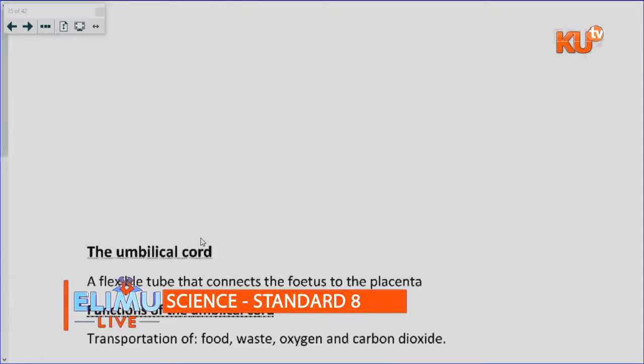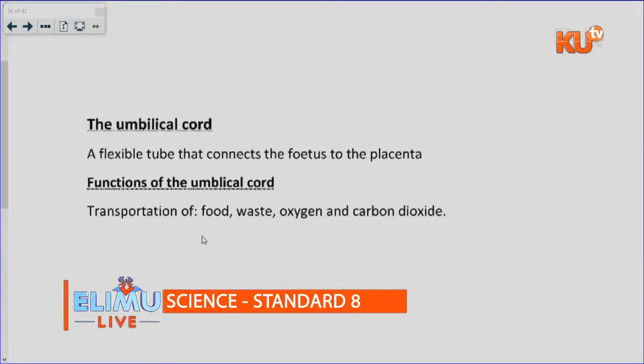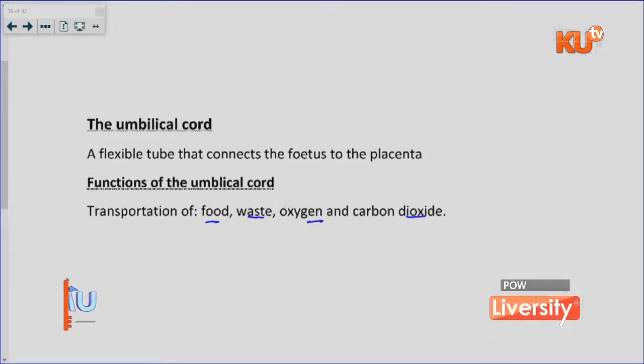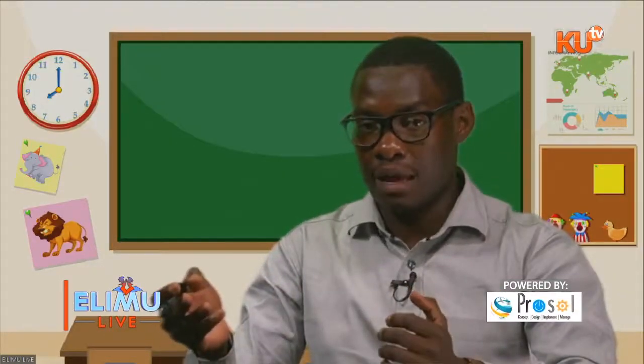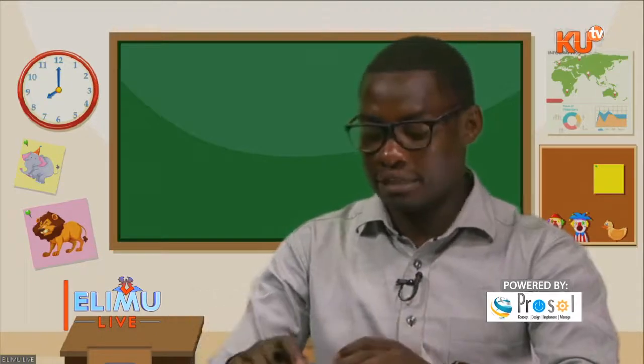Then we also have the umbilical cord, which is a flexible tube that connects the fetus to the placenta, and its function is transportation of food from the mother to the fetus, and wastes from the fetus to the mother, oxygen and carbon dioxide. Remember, the placenta facilitates the transfer, but the umbilical cord does the transfer.